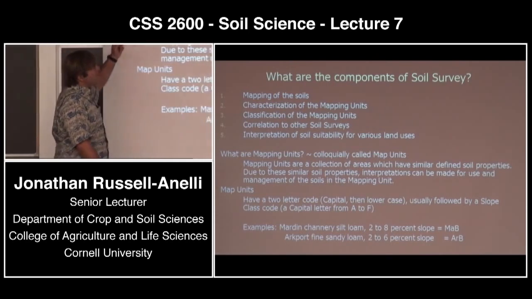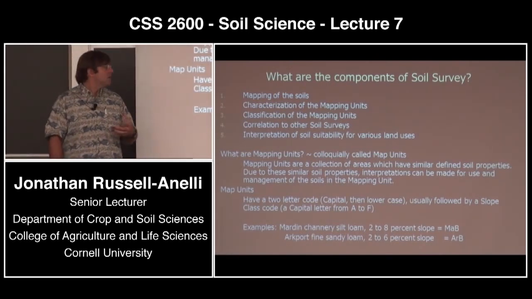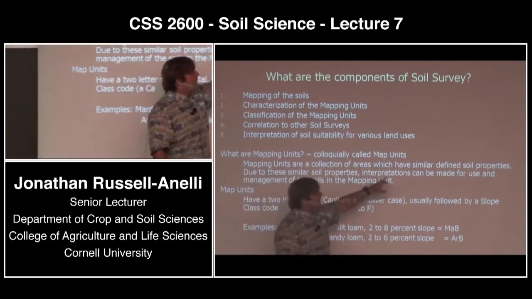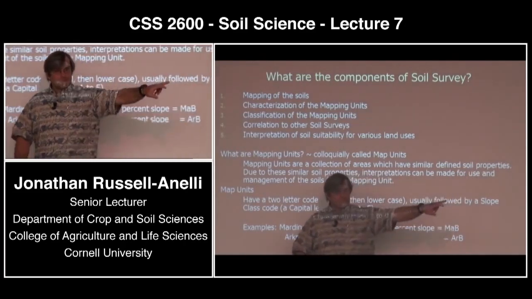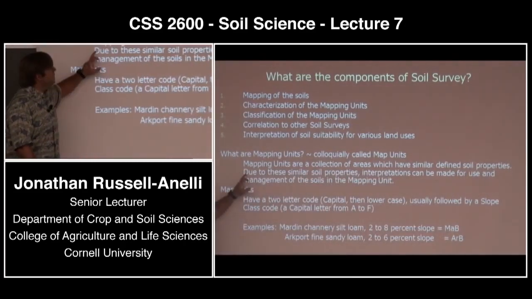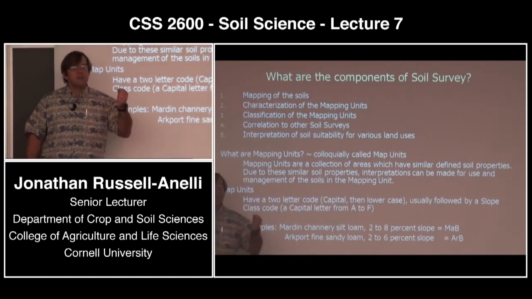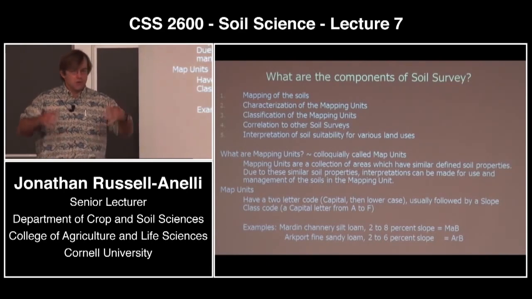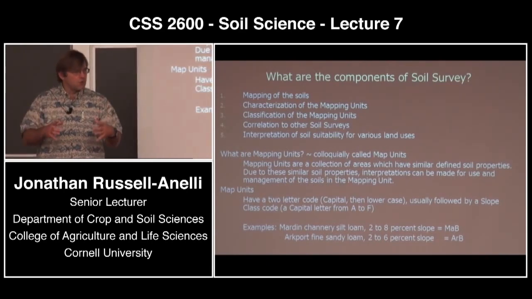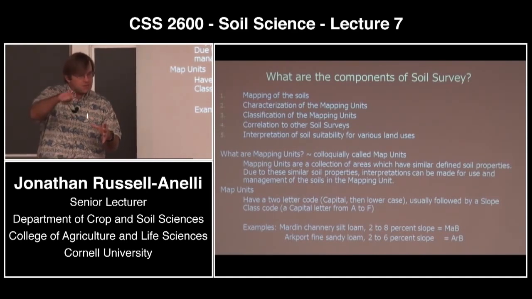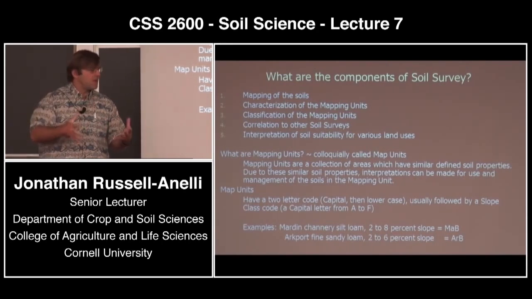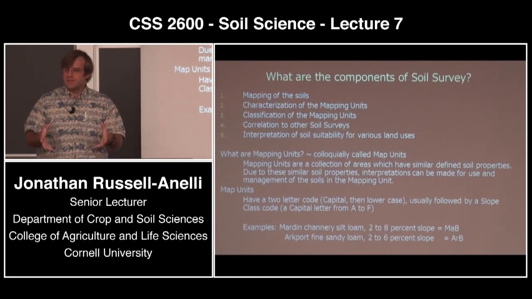Okay, so what are the mapping units? Colloquially, we just call these map units. But mapping units are basically a collection of areas which have similar defined soil properties. Okay? That's the key thing here, because due to these similar soil properties, we can make interpretations similarly across these different soils within this map unit. Okay? So I have a map unit. Similar soils are within this map unit, and we'll talk about what similar soil means in a moment. Okay? And if I have everything within this map unit basically being the same or similar, I can make interpretations that are similar for that map unit. I know that's sort of circular, but does that make sense?